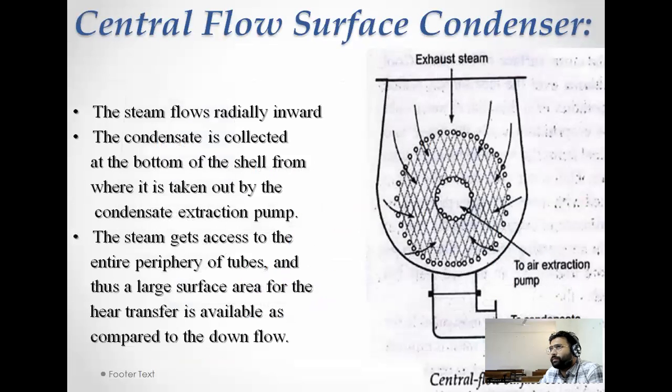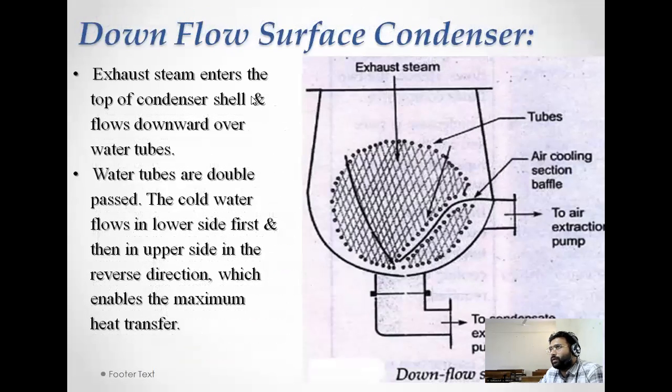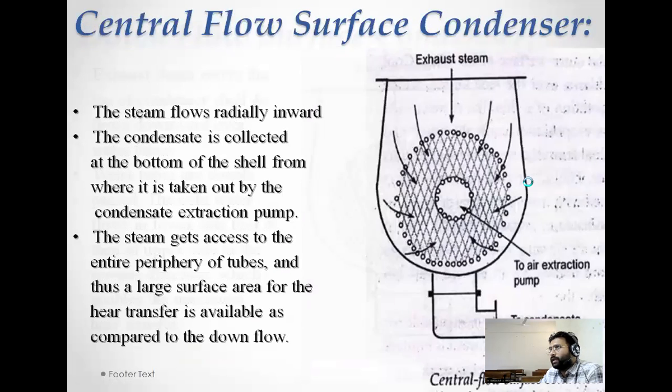We'll see the central flow type. In central flow, steam flows radially inwards. In the first case, in downflow, steam directly came in the downward direction, and then some change in direction was given to this steam. In the second case, steam comes in the downward direction and then it flows axially inwards. I hope you are able to imagine. Steam is coming in the downward direction and then it is going in the axial direction.